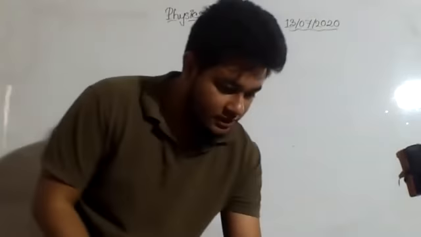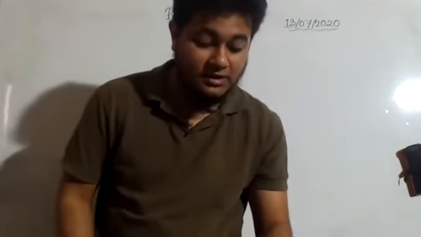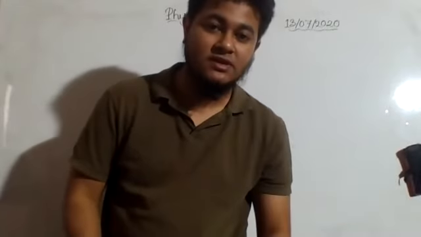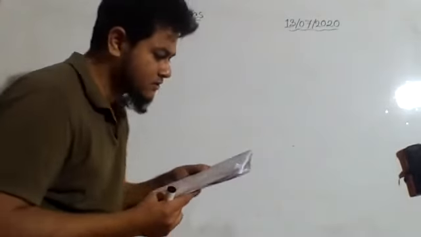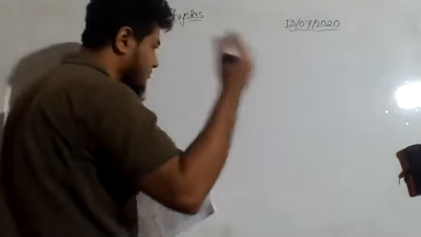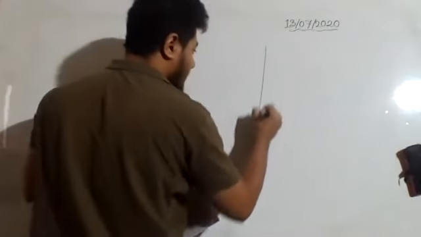So let us take a look at 12D. From motion, the graph related problems are much more important than the other type of question. So here we can see a graph is given. It is a velocity versus time graph. Velocity versus time graph is the most important graph.